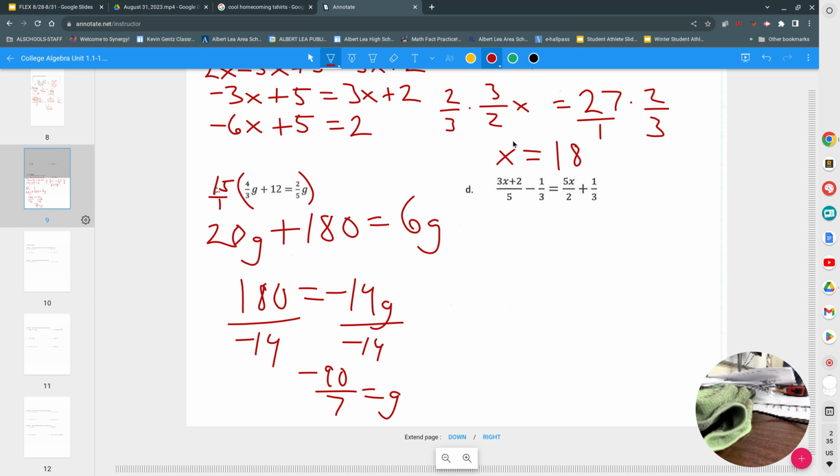Okay? Is that a question? All right. D, what number would you multiply through by here? 30, because 5, 3, and 2 all multiply to 30.